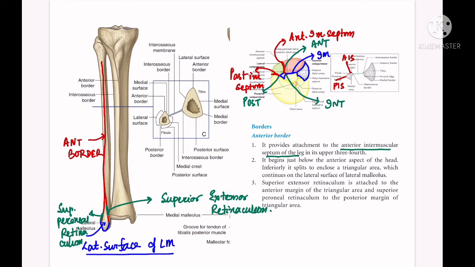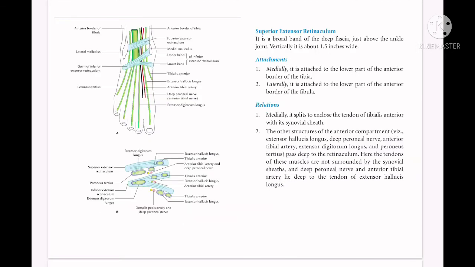Okay. In between these two septums, anterior intermuscular septum and posterior intermuscular septum, enclosed is the lateral compartment of the leg, that is also known as the peroneal compartment of the leg. Superior extensor retinaculum, that is this band, is actually a thickened deep fascia in front of the ankle. So it is a modification of the deep fascia. And it is present just above the ankle joint. And vertically, it is about 1.5 inches wide.